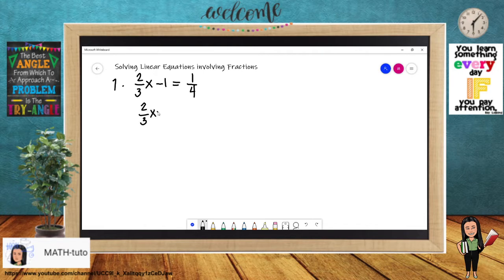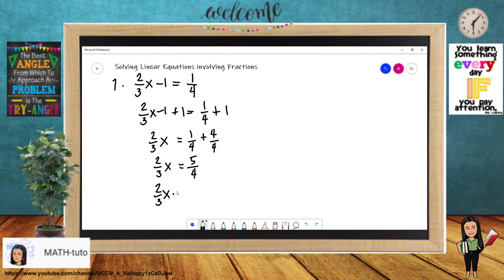So we have 2/3 x minus 1 plus 1 is equal to 1/4 plus 1. So we have here 2/3 x equal to 1/4 plus 4 over 4 for 1. We have 2/3 x equal to 5 over 4. We now apply multiplication property of equality. To eliminate this, we multiply by 3 over 2. 2/3 x times 3 over 2 is equal to 5 over 4 times 3 over 2.